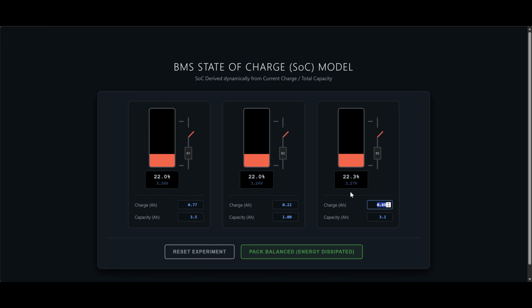So the objective of balancing is to achieve this equalization, either SOC equalization or voltage equalization. Okay, so that is how you will be able to do the balancing part. And this particular experiment is available in the description below, so that you will be able to play with this experiment and try to get a feel for how the balancing happens.